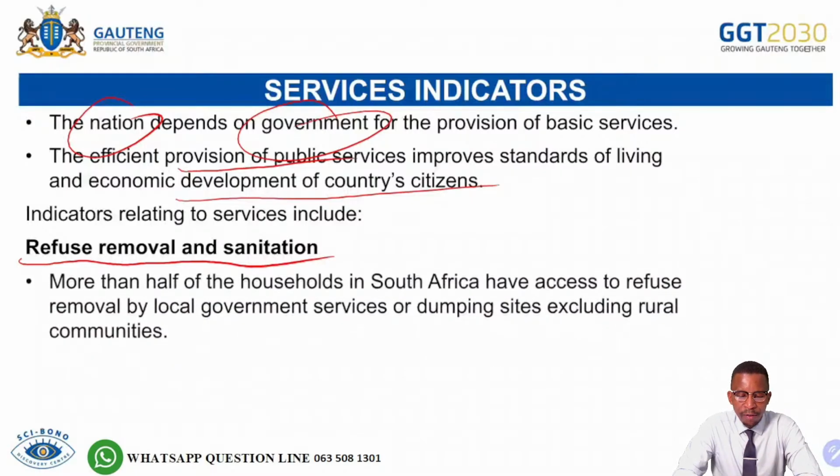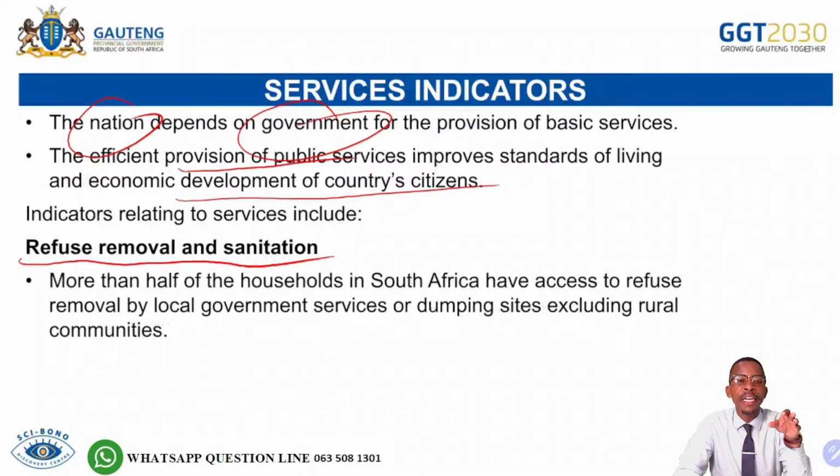And then more than half of households in South Africa have access to refuse removal by local government services or dumping sites, excluding rural communities. We know that mainly in urban areas we come across the refuse removal and sanitation being in place. It is there, it is clean.